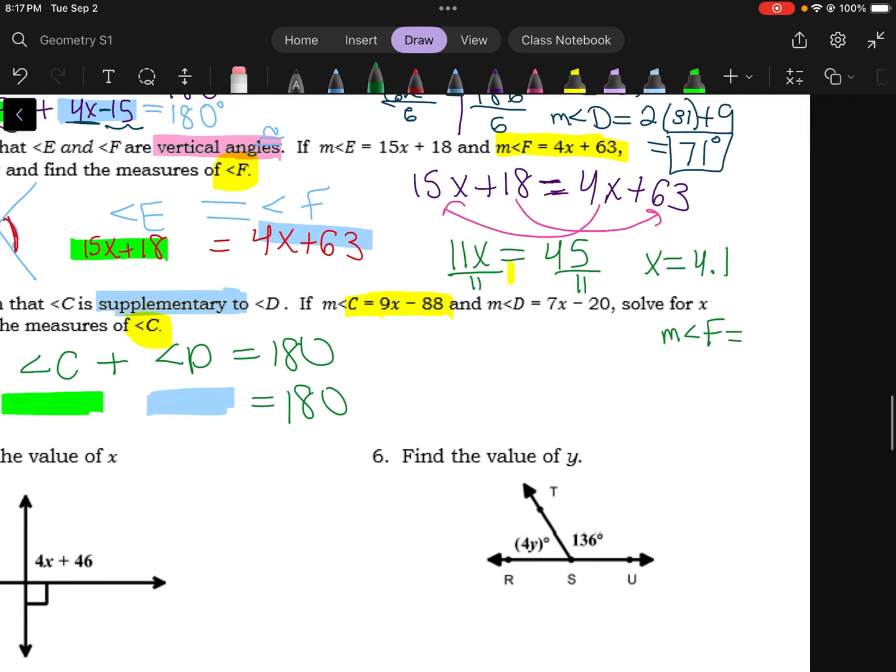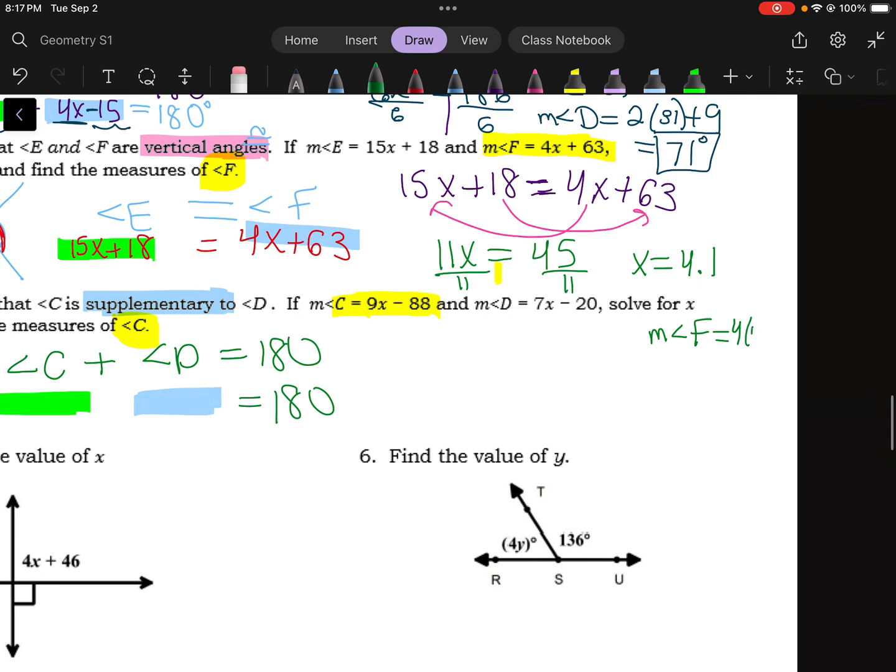All right, so I'm going to plug it in for F. So 4 times 4.1 plus 63. And I have 79.4 degrees.